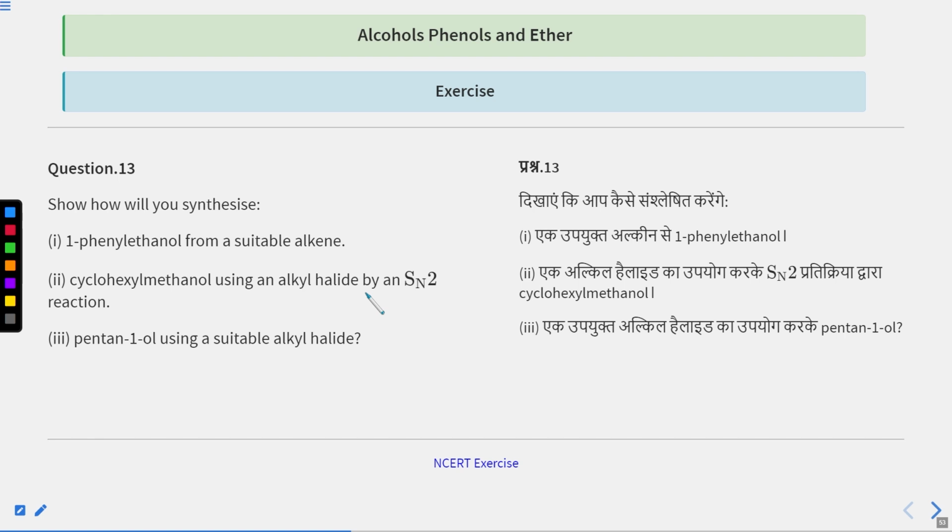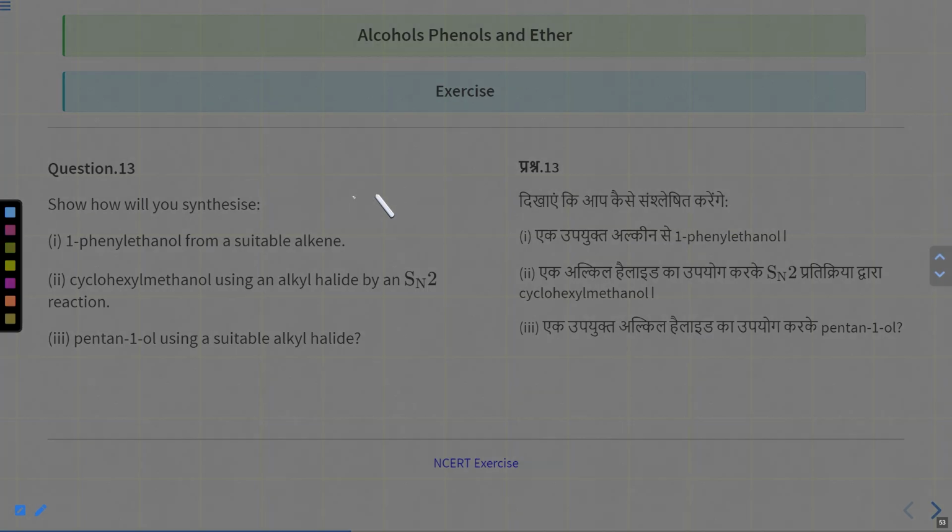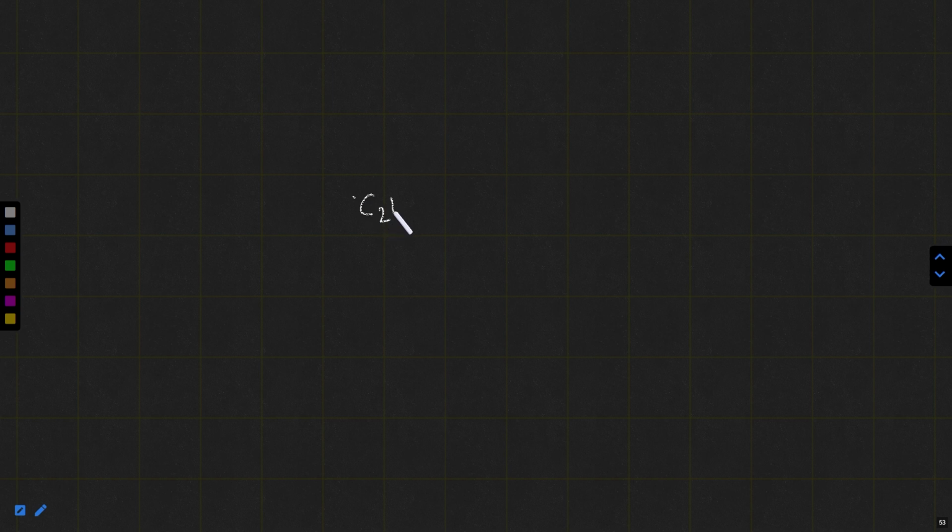Show how you will synthesize 1-phenyl ethanol from a suitable alkene. 1-phenyl ethanol. This is benzene, which I have written as Ph, phenyl. Now what we have to do? We have to prepare this from a suitable alkene. So what can be the alkene? This alkene will be appropriate for the preparation.